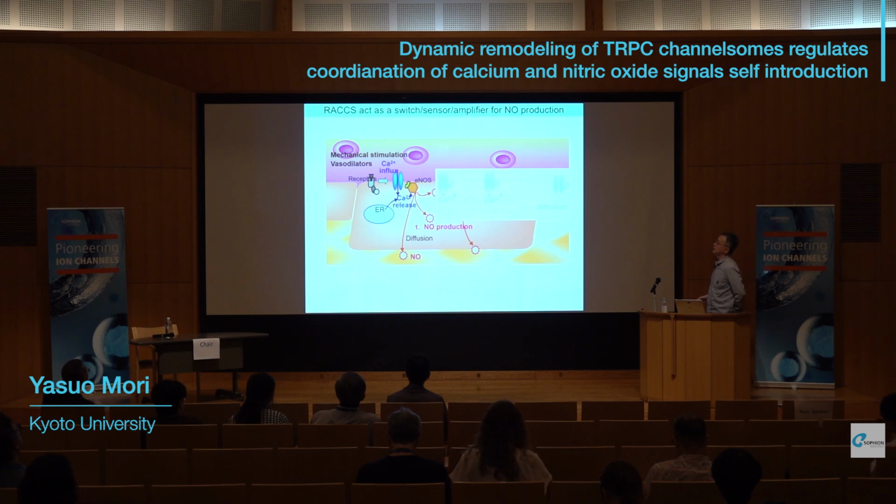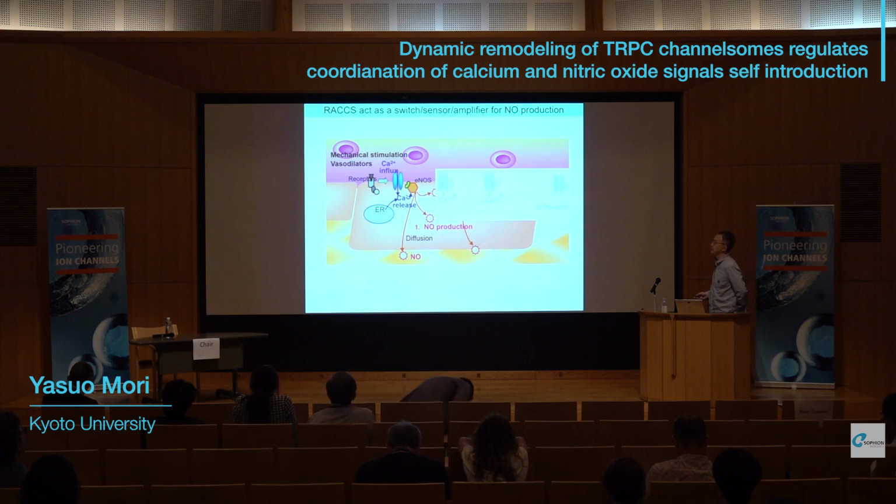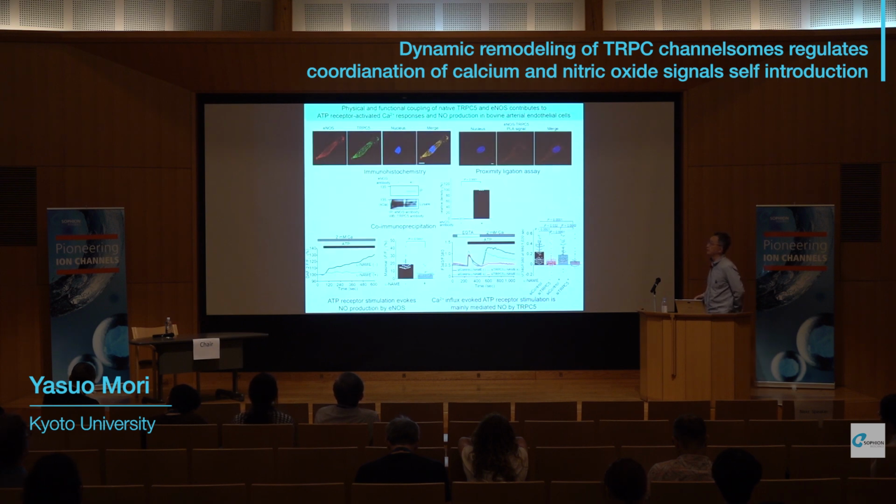As you know, in vascular endothelial cells, vasodilator stimulation through receptors induces calcium influx and also calcium release to significantly increase intracellular calcium concentration. And this is responsible for the activation of eNOS, which produces nitric oxide in endothelial cells. So what we first did was to look at the localization and expression of TRPC5 in bovine arterial endothelial cells.